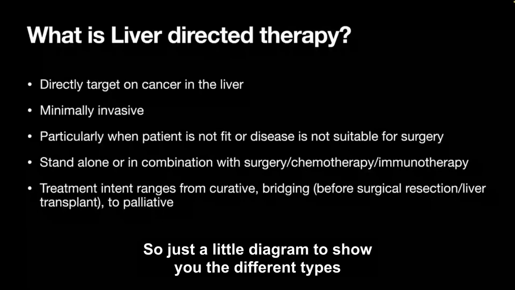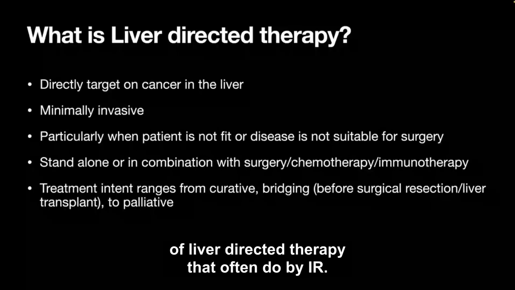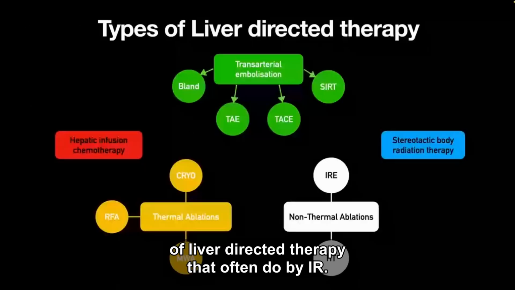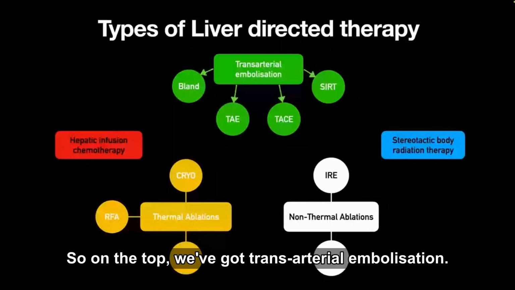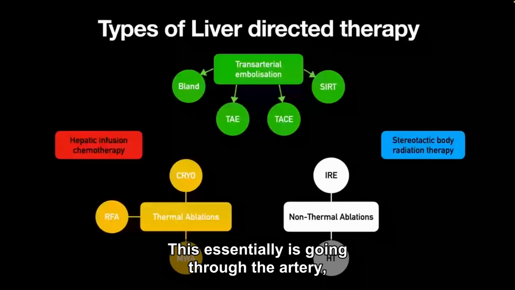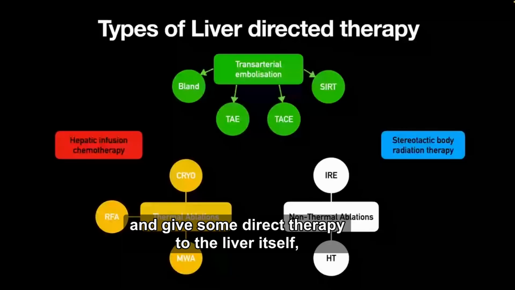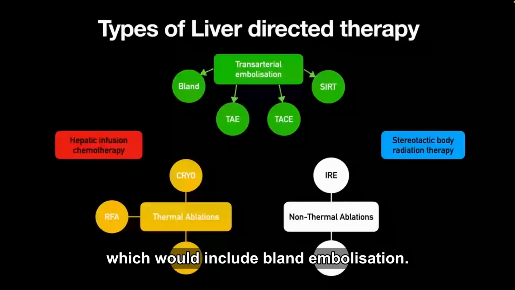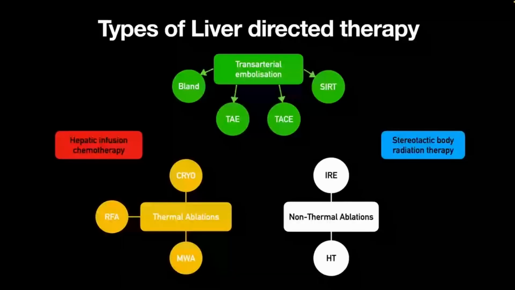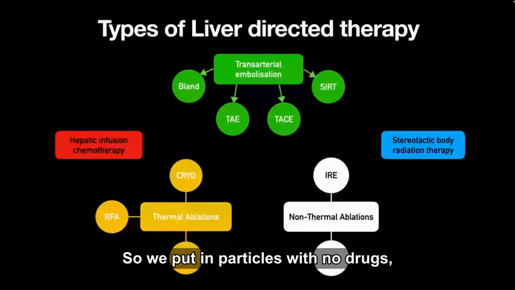Here is a little diagram to show you the different types of liver-directed therapy that are often done by IR. On the top, we've got transarterial embolization. This essentially is going through the artery, navigating into the liver and giving some direct therapy to the liver itself, which would include bland embolization, where we put in particles with no drugs.